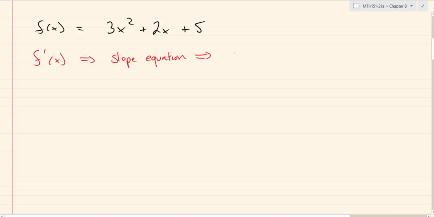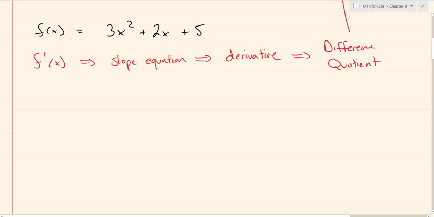f of x is equal to 3x squared plus 2x plus 5. And if we wanted to find f prime of x, now f prime of x is the slope equation. So we'll call this the slope equation. It's also called the derivative. And you calculate this by using the difference quotient. In order to find the first derivative, or f prime of x, we're going to use the difference quotient.